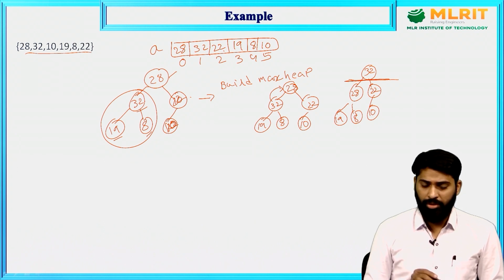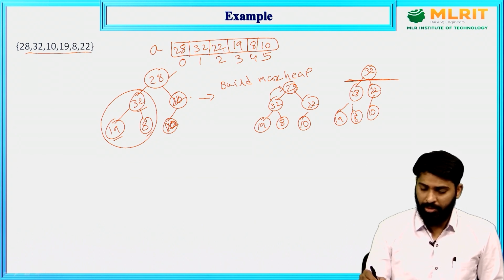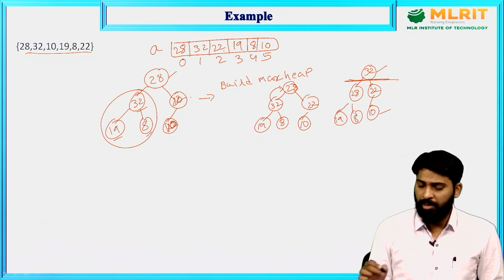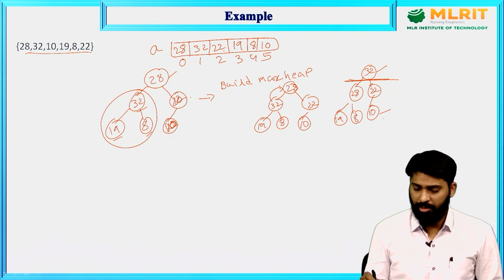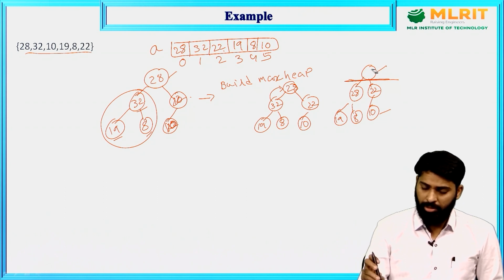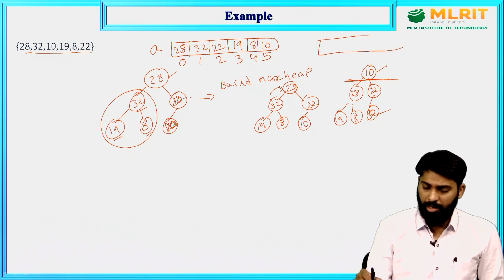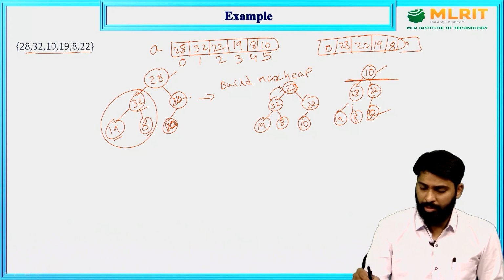Delete root. So delete root means this 32 is replaced with the last element in the array. What is the last element? 10. So this is replaced with 10. Here it is 32. Okay. Now what is the array? Array is 10, 28, 22, 19, 8 and 32.